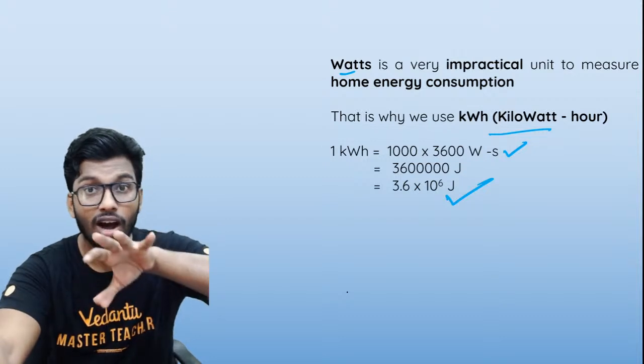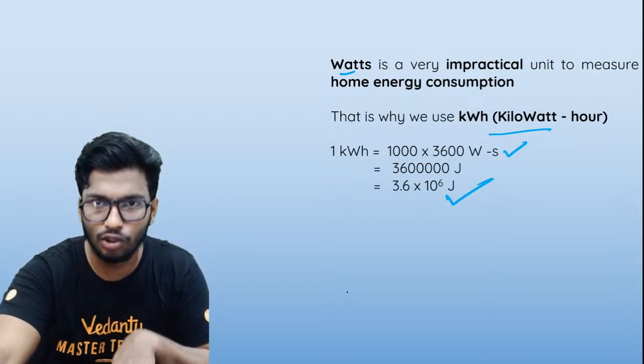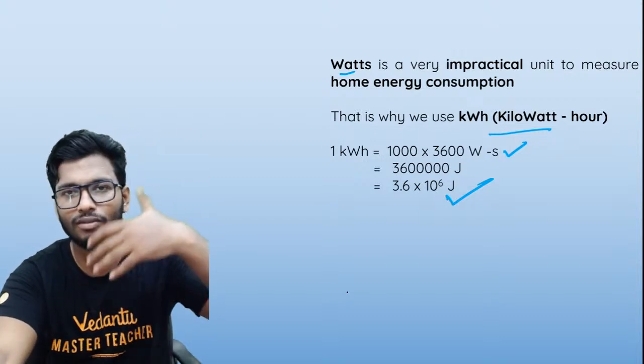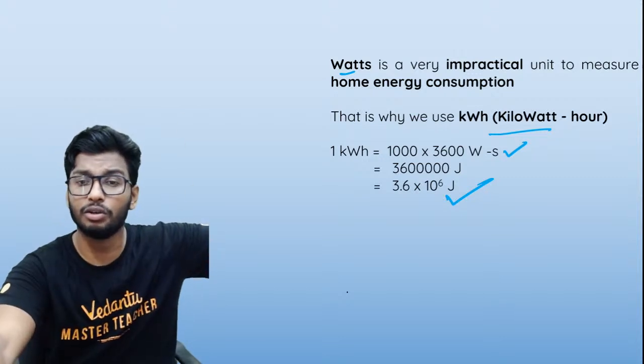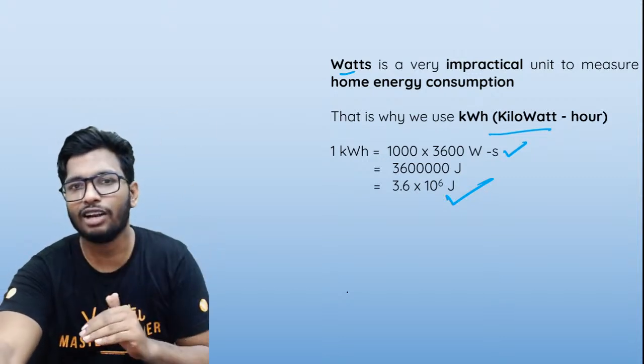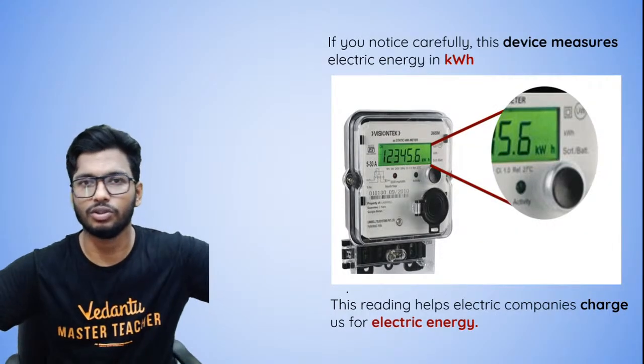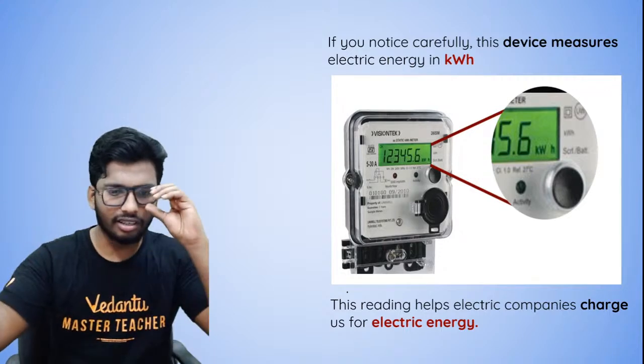So if you are asked to represent it in terms of joules, or let's say they've given you the value in terms of joules and they're asking you to convert it to kilowatt hour, divide the value by 3.6 into 10 to the power of 6 joules. That's all.